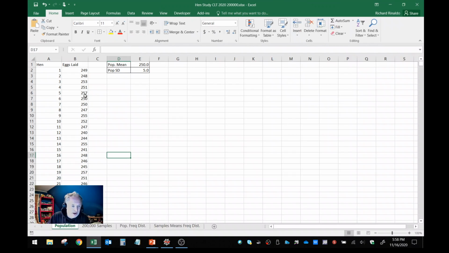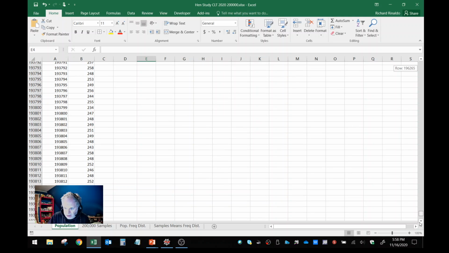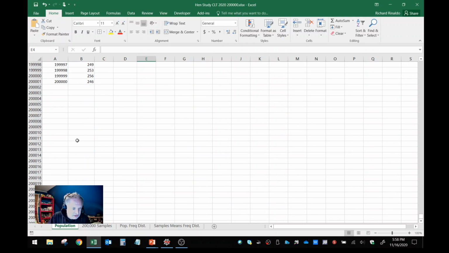This is run through Python. This is just a theoretical population. The mean is 250 and the standard deviation is 5. And in this population, if I go all the way down to the bottom, this is the hen number, there are 200,000 hens in this population.